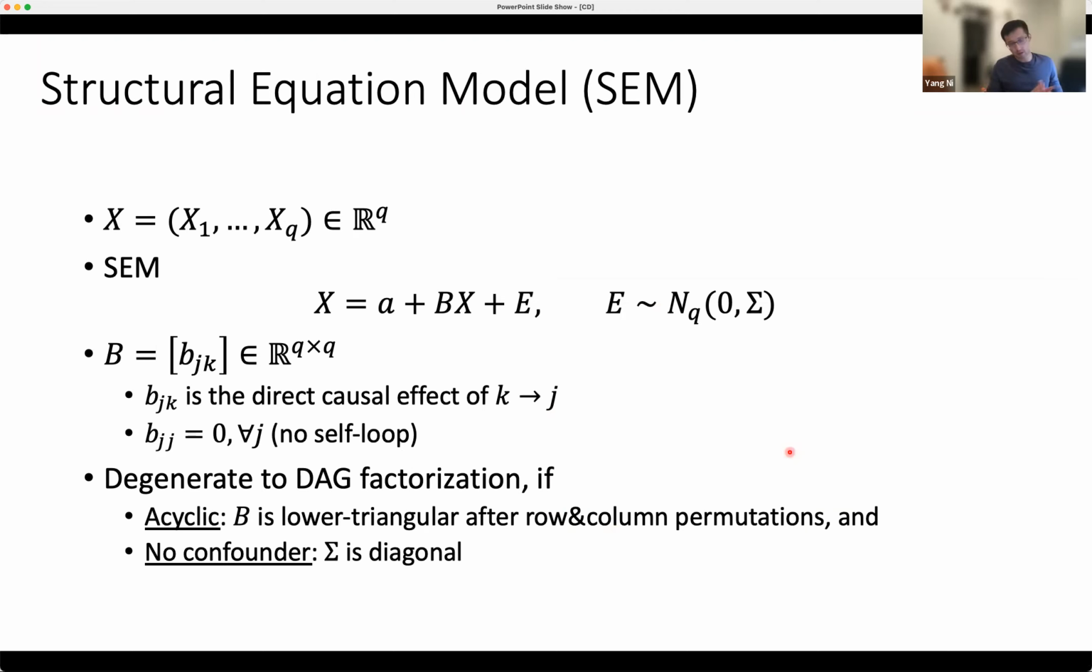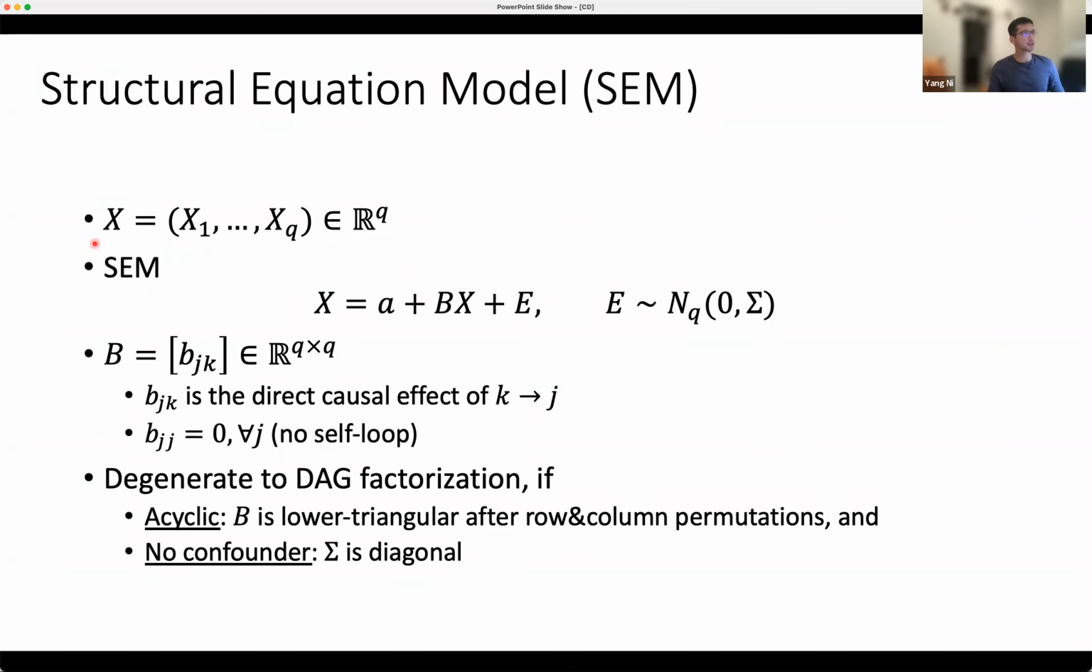Okay, so for this part of the talk, we're going to use a model that is more general than the DAG factorization you saw earlier in this talk. We're going to use something called a structural equation model. This model will degenerate to a DAG model if we make certain assumptions, but without those assumptions, it is more general than a DAG.